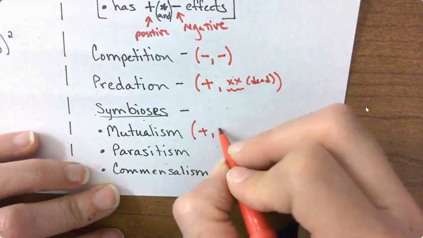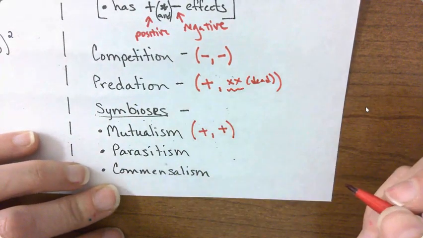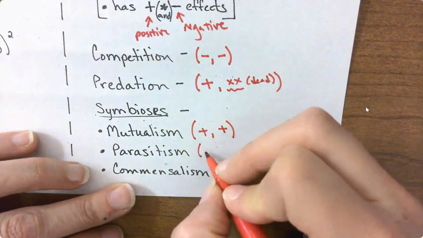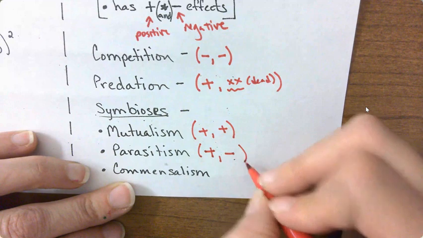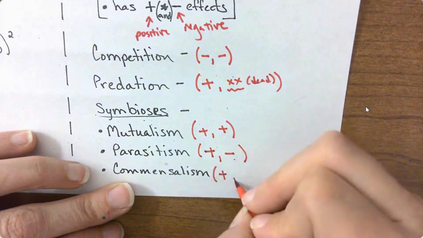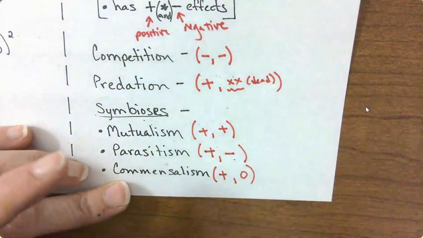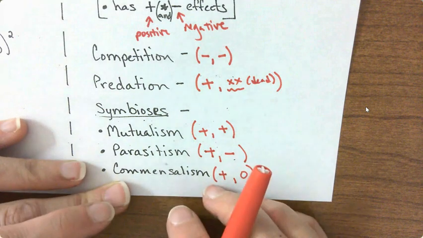And then symbioses are these close, permanent relationships. Mutualism is when both organisms benefit, like a pollinator and a flower. Parasitism is when one organism benefits and one is harmed, like a tick on a dog. Commensalism is when one benefits and one does not care. It's kind of neutral. So those are community interactions.